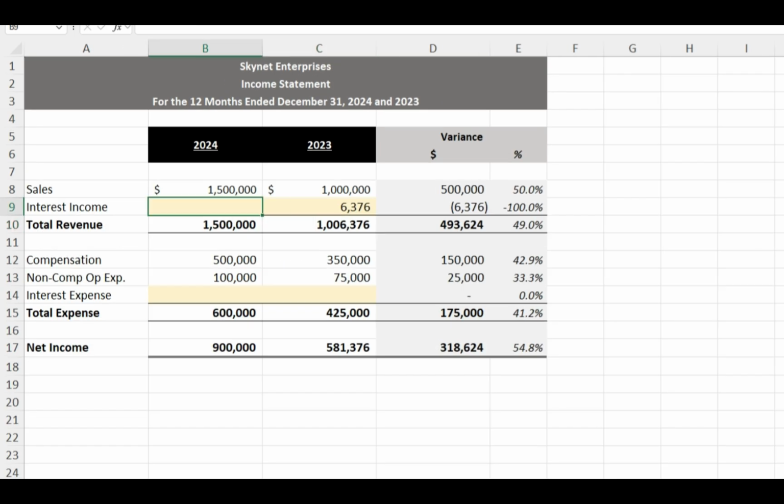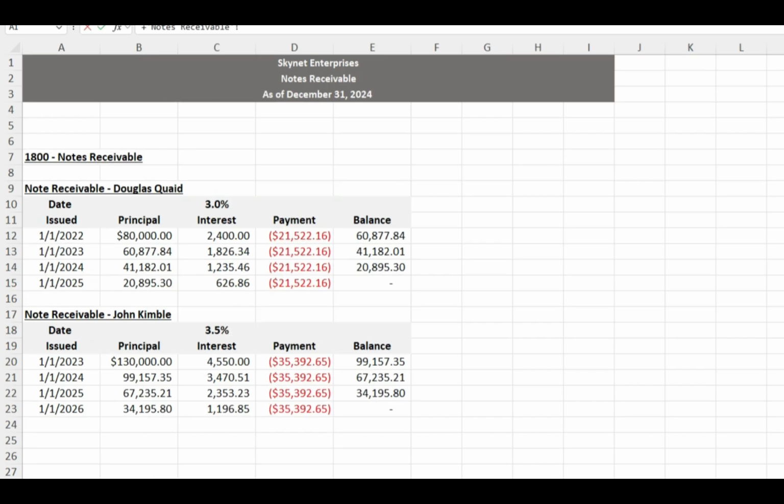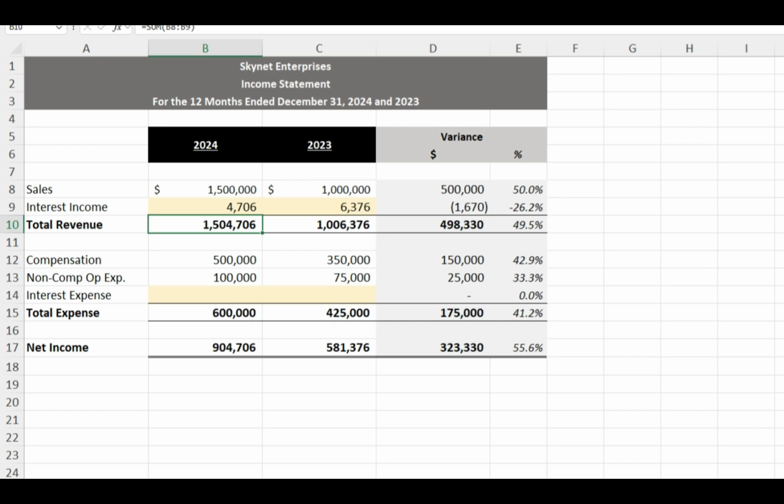Now let's do 2024. Same concept, except we're going to grab 2024. So in 2024, $4,706. You notice that it went down. And as these notes get paid off, since the principal is less, there's going to be less interest income, even though we're at the same interest rate. All right, let's head over to the balance sheet.